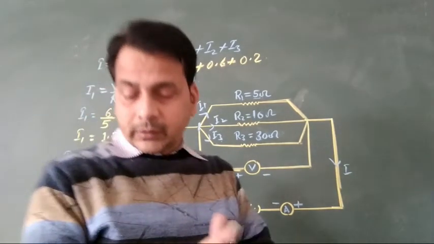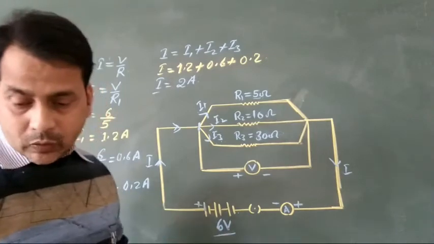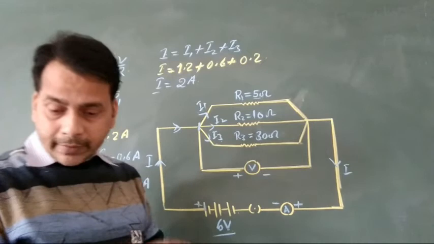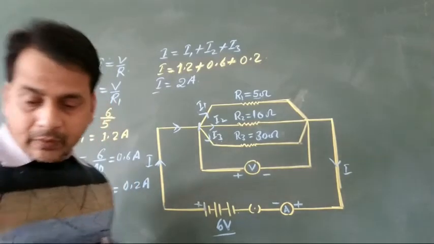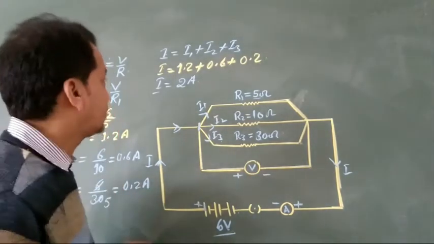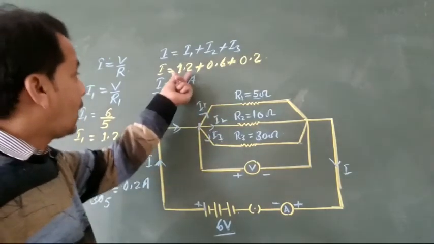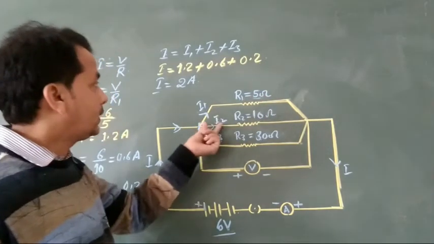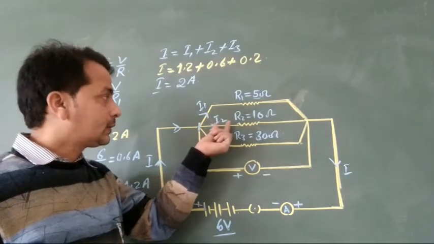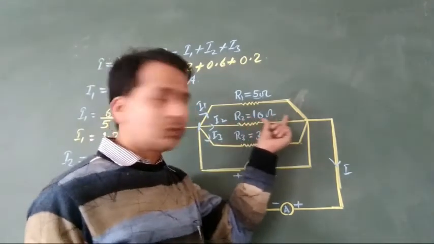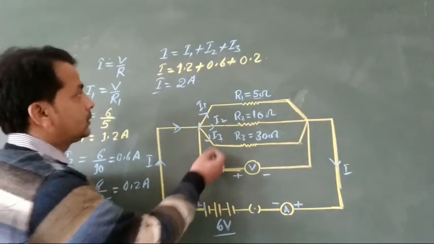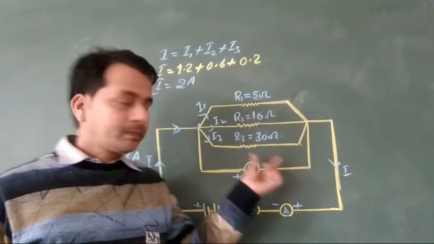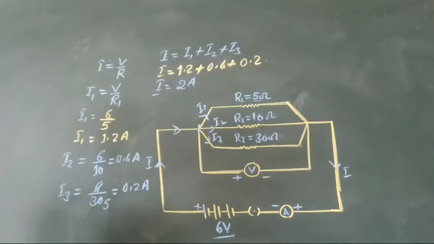So this is the right answer to the second question, the total current in the circuit, which is 2 ampere. The right answer to the first question, the value of current through each resistor, is 1.2 ampere through the 5 ohm resistor, 0.6 ampere through the 10 ohm resistor, and 0.2 ampere through the 30 ohm resistor.